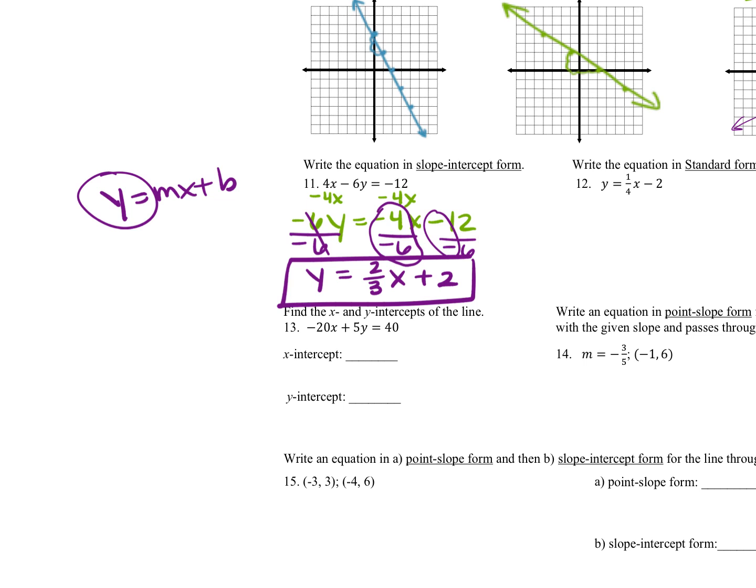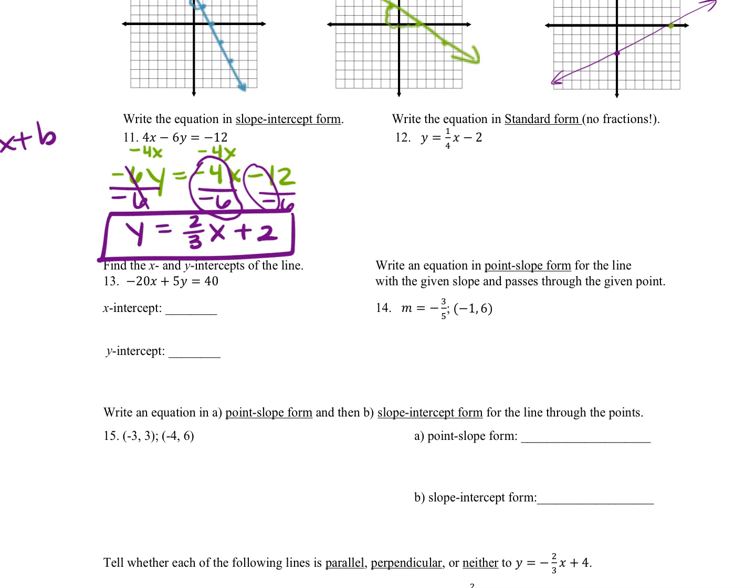Number 12 says write the equation in standard form. This is one of those where you can't have fractions. So if I'm trying to get rid of the fraction, what I do is I multiply by the denominator, right? And if you recall, we did this by every single piece of the equation. So this entire thing is going to get multiplied by 4. So 4 times y is 4y. 4 times 1/4 x is 1x. So I'm just going to call it x. And then 4 times a negative 2 is a negative 8.